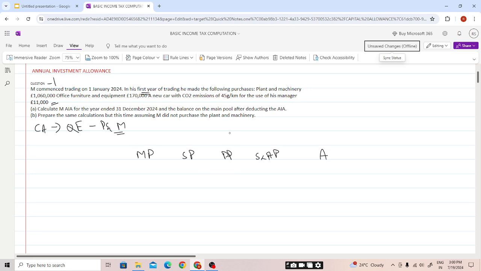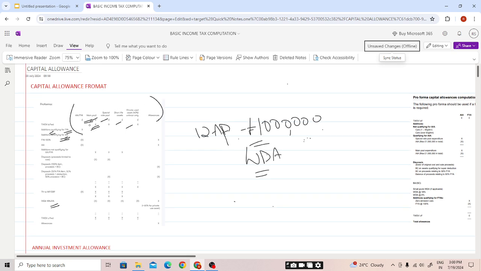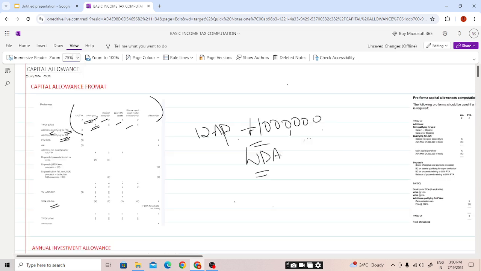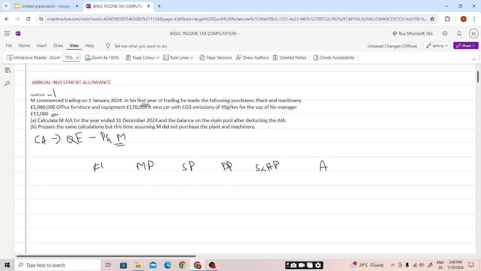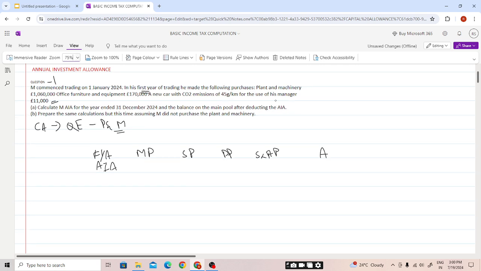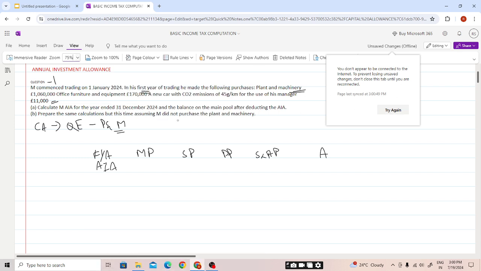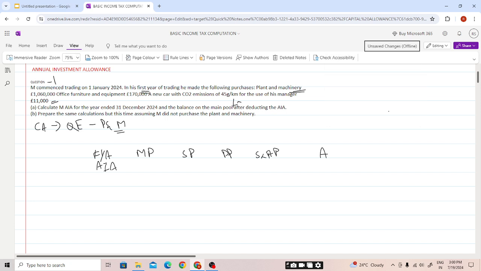This will be the allowance column. See here students, this is the format: FIA, main pool, special rate pool, short life and private use pool. FIA and AIA. Now students, all general items will fall under the main pool. So this plant and machinery, office furniture and equipment will fall under the main pool. And a new car with CO2 emission of 45 grams per kilometer, as this is within the range of 1 gram per kilometer and 45 grams per kilometer, will fall under the main pool.